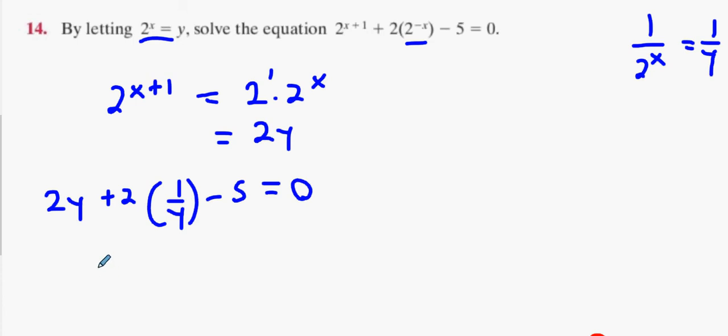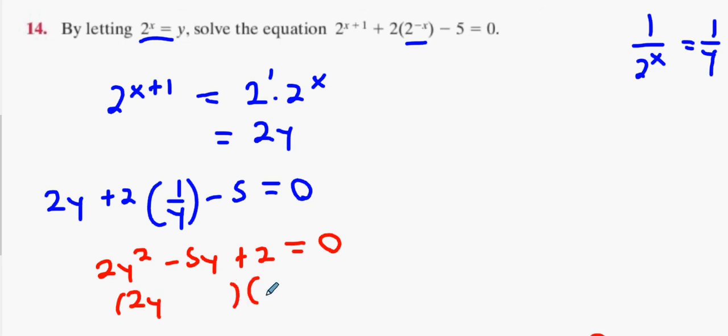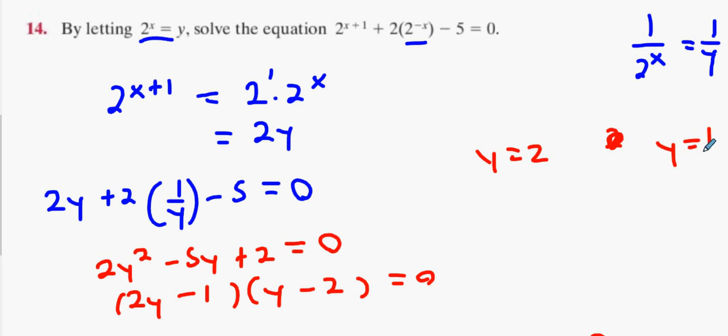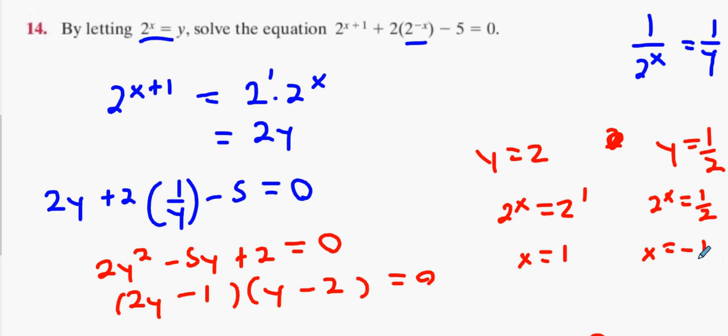Now the next step will be 2y squared minus 5y plus 2 equals 0. Solve it. We're going to get 2y minus 1, y minus 2. Then you're going to get y equals 2 and y equals a half. 2 to the power of x equals 2, so what does that mean? X equals 1. 2 to the power of x equals a half, what does that mean? X equals minus 1. And we're done.